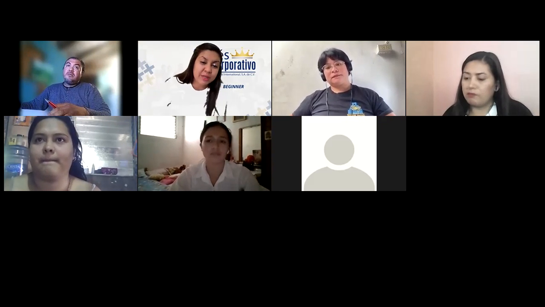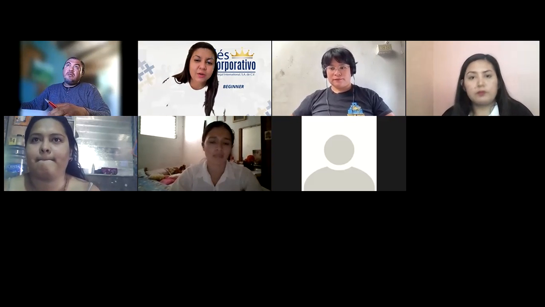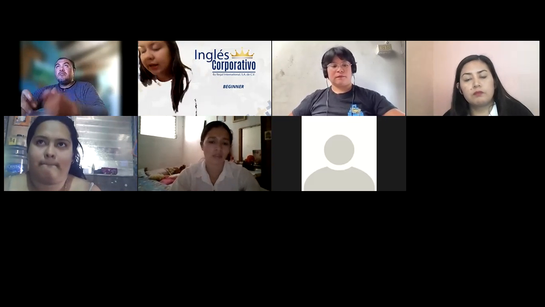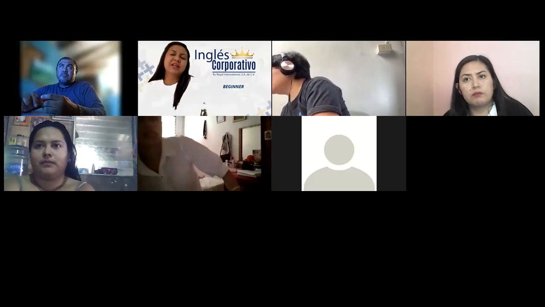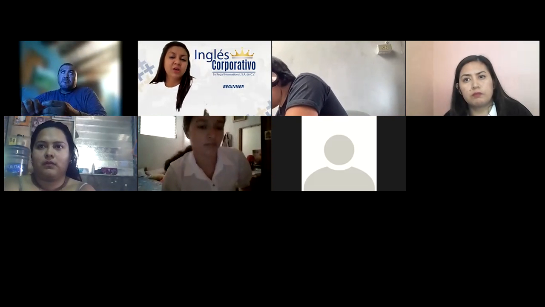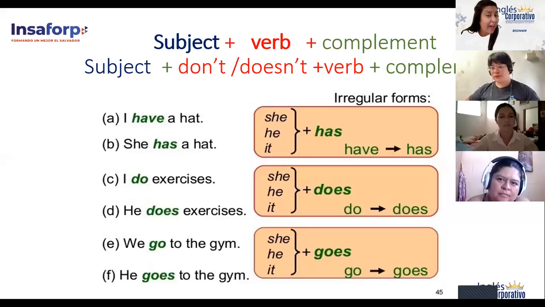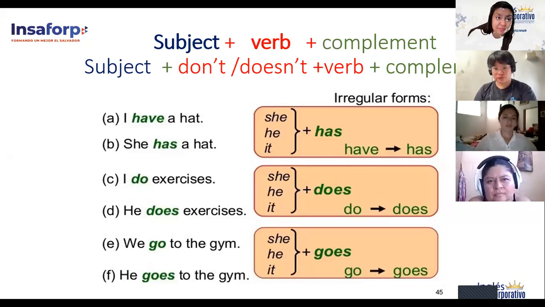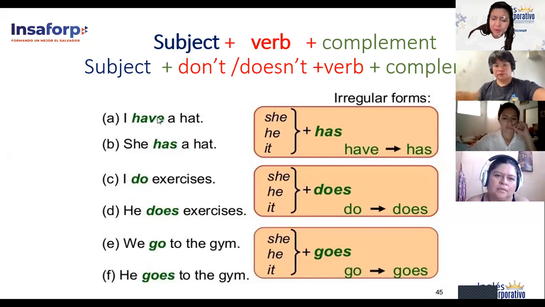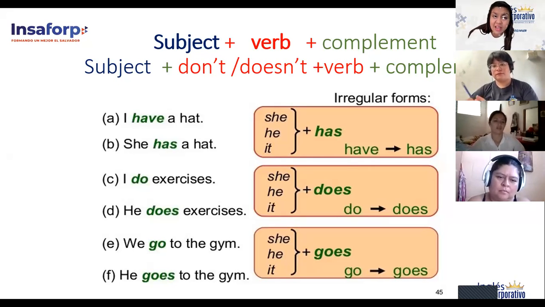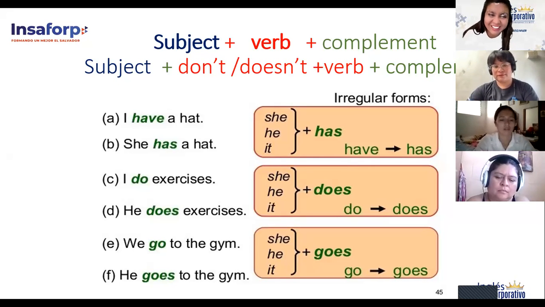Now we are going to go to the core of the class, el núcleo de la clase, which is the present tense of irregular verbs. La mayoría de los verbos regulares, ya vimos que le agregamos la S, we add S, but there are some irregular forms, hay unas formas irregulares. For example, the verb have. I have a hat. Pero en tercera persona, she, ya no voy a decir have, cambio, y escribo has. She has a hat. I have a hat, she has a hat.